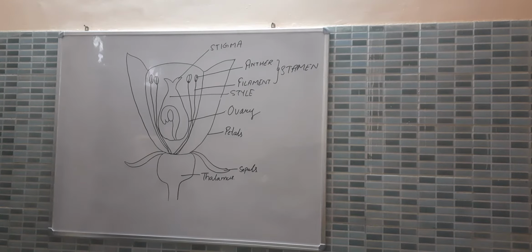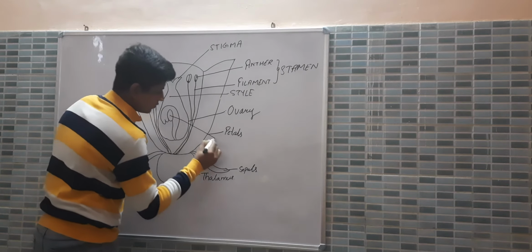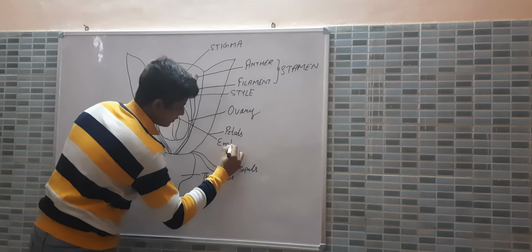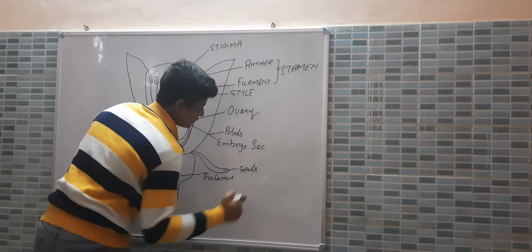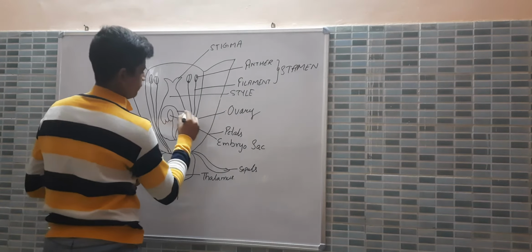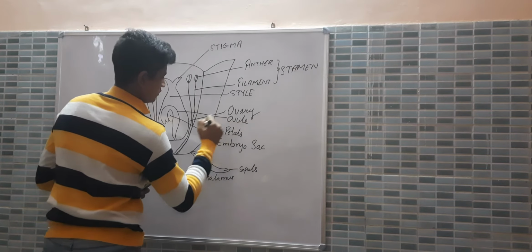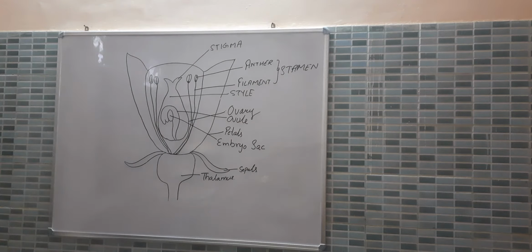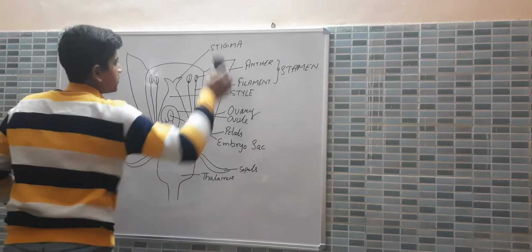So as we can see, this ball-like structure is the embryo sac, and the last is the ovule. One by one we are going to study all of them in detail. Let me erase all of them.